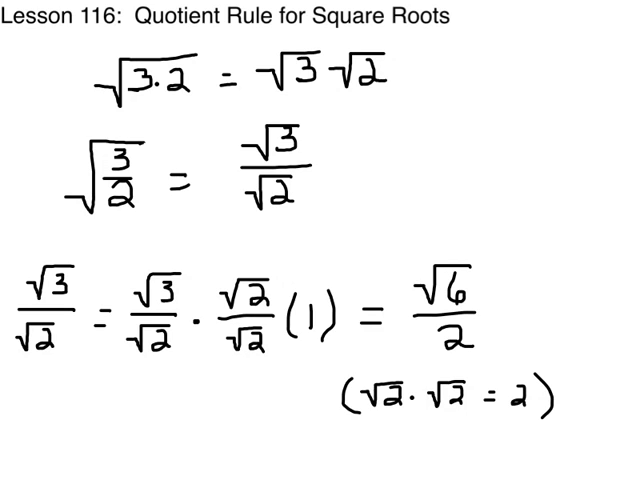And what we already know is that if we have the square root of 3 times 2, that it can be written as the square root of 3 times the square root of 2. In the same token, if we have a fraction under the square root, we can rewrite that as a fraction with each individual number having its own little square root sign.